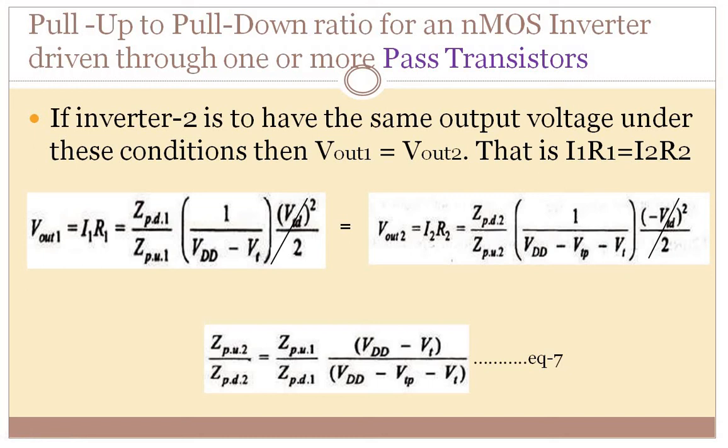Please do try it. It is very easy. You can easily get it. In case you have any doubt, please let me know and I will clarify. In my notes I have clearly given every step. So your value for ZPU2 divided by ZPD2 is equal to ZPU1 divided by ZPD1 into (VDD minus VT), which I have brought to the numerator side, divided by (VDD minus VTP minus VT). This is equation 1. What is VTP? The threshold voltage of your pass transistors, and VT is your threshold voltage. VDD is the input voltage.